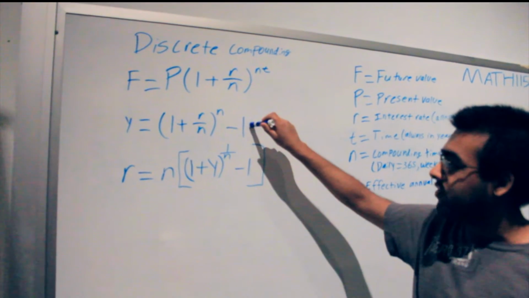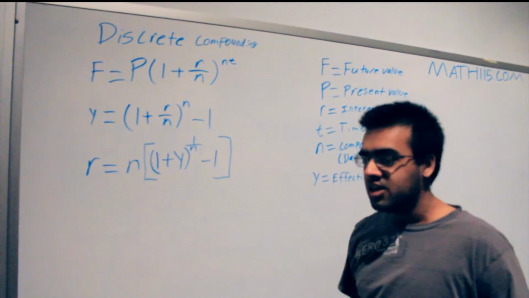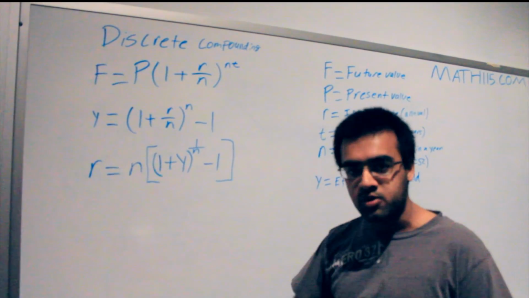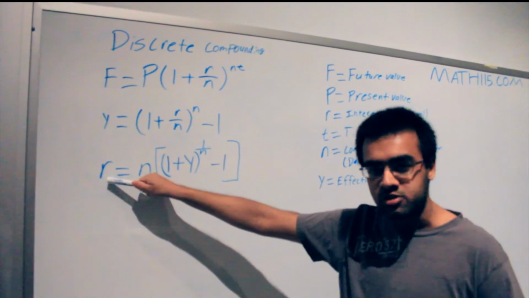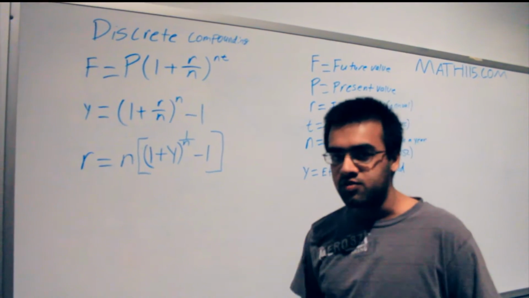This is your effective annual yield. This number is in percentage terms, so what this will calculate is the amount of yield you're earning, the amount of percent gain you're earning per year. And this is your interest rate formula. It solves for your interest rate, R, if you're given your yield and the amount of compounding intervals.